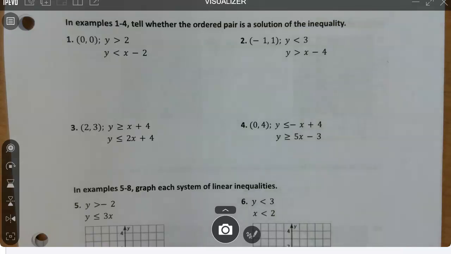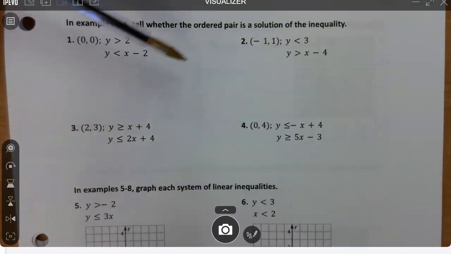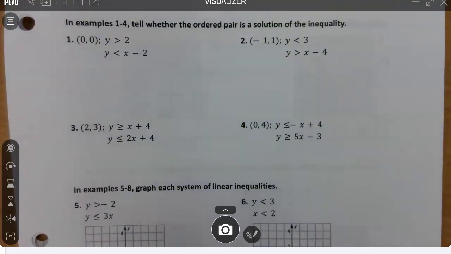Alright, now we'll walk through some example problems that will get you ready for your assignment. And we start with answering the question, is the ordered pair that's provided in all four of these questions a solution to the inequality? Meaning that if we plug in the x and the y coordinate for both inequalities, does it make them both true? And if it only makes one of them true, then it's not a solution for both. It must work for both of them.